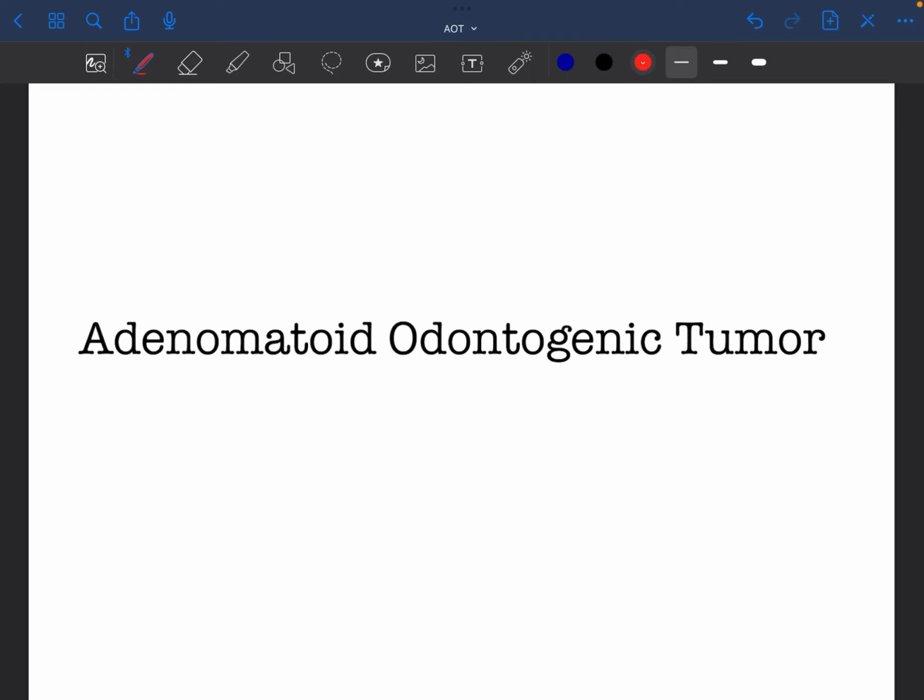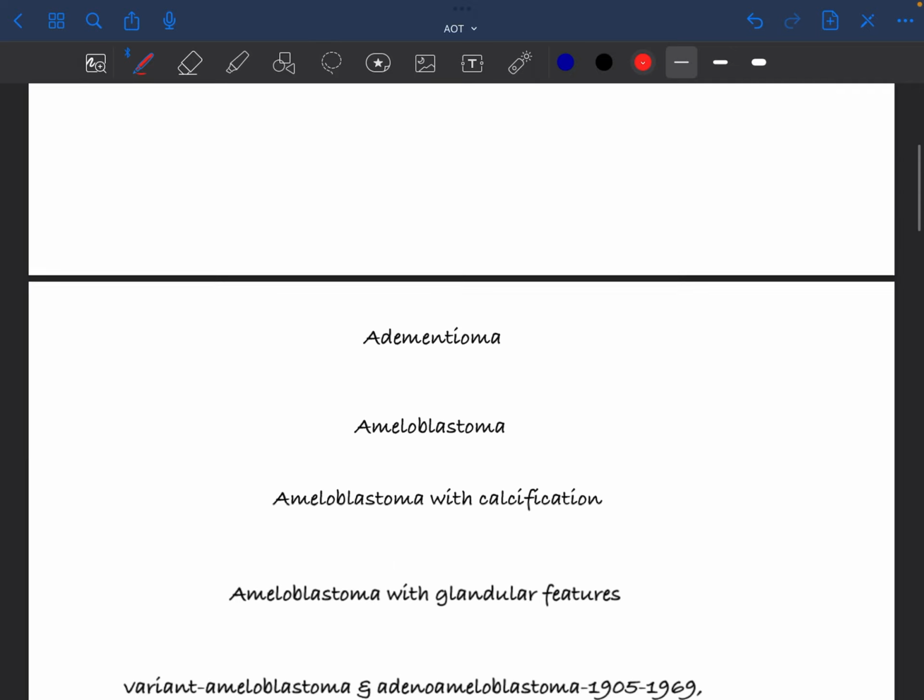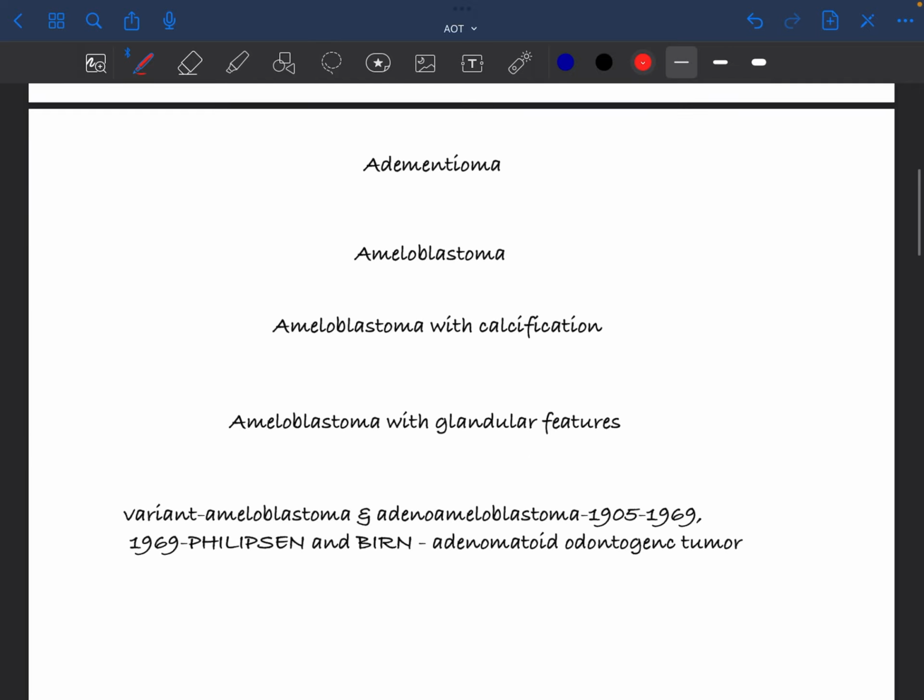Welcome back, guys. Now we will discuss Adenomatoid Odontogenic Tumor. Before that, I'd like to explain to you the journey of the tumor. You know how the very first jawbone tumor we discovered, we named it after a long bone tumor known as adenomatoma because of similar histological features. Later on it was Churchill who established the term and later named it ameloblastoma, which is the prominent tumor of jawbones.